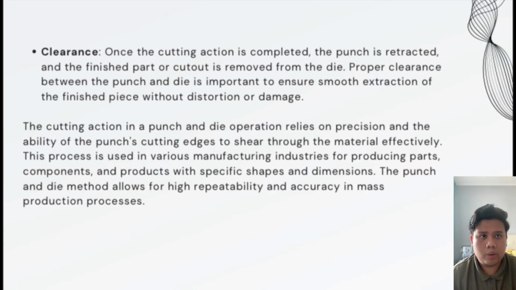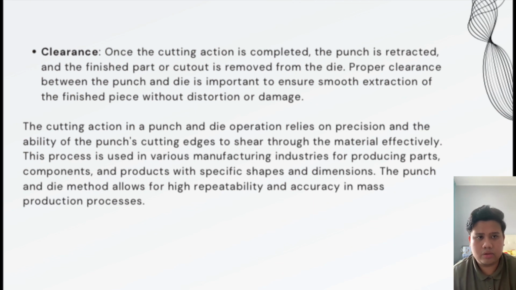Clearance. Once the cutting action is complete, the punch is retracted and the finished part or cutout is removed from the die. Proper clearance between the punch and die is important to ensure smooth extraction of the finished piece without distortion or damage. The cutting action in the punch and die operation relies on precision, the ability of the punch cutting edge to shear through the material effectively.